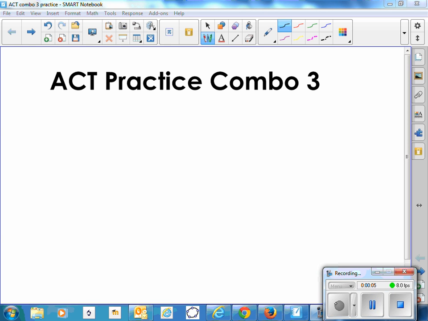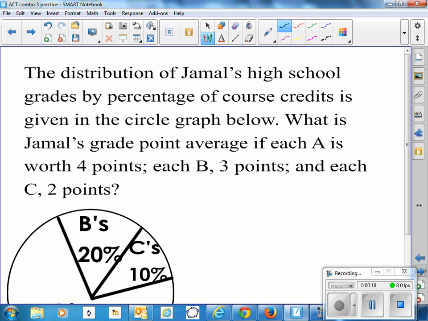This video clip explains how to do some ACT problems, some problems you might see when you take the ACT. So it's the third group that we've practiced so far in this course. The distribution of Jamal's high school grades by percentage of course credits is given in the circle graph below. What is Jamal's grade point average? If each A is worth 4 points, each B 3 points, each C 2 points.